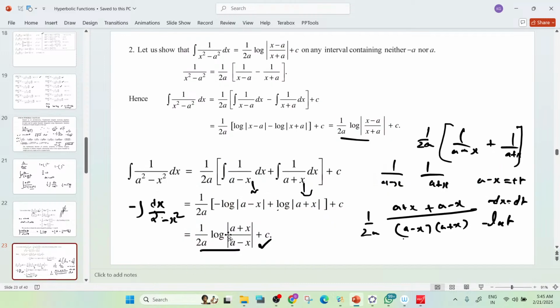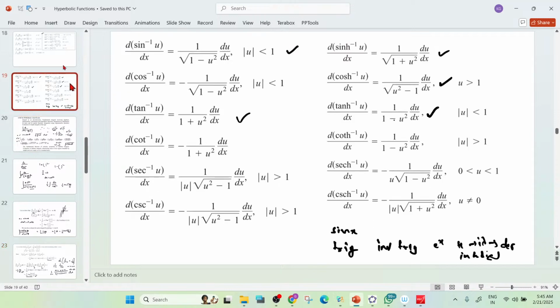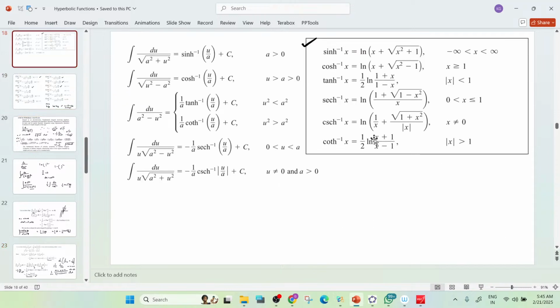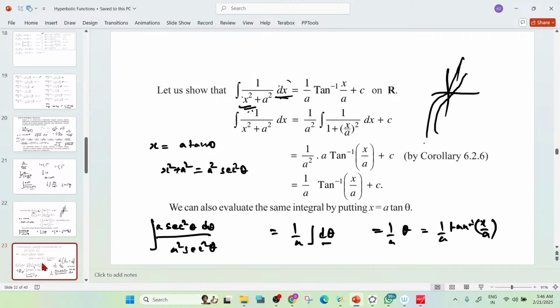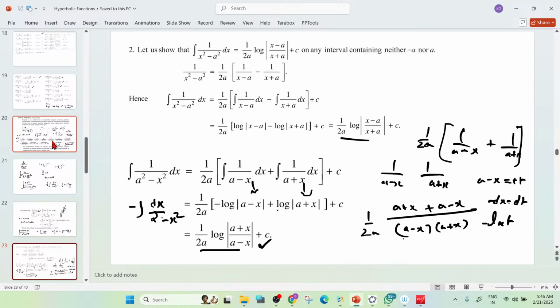And what you got is half log of 1 plus x by 1 minus x, which is interestingly our tan h inverse, or cot h inverse, 1 plus x by 1 minus x or x plus 1 by x minus 1. Which is what we initially estimated we should be getting. So now we have reached this one.